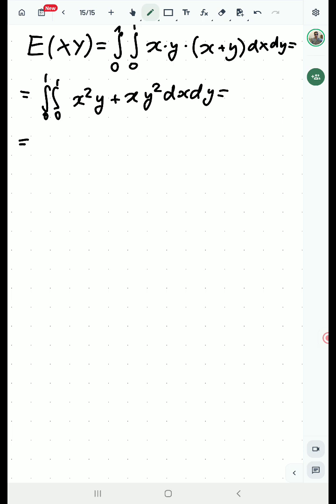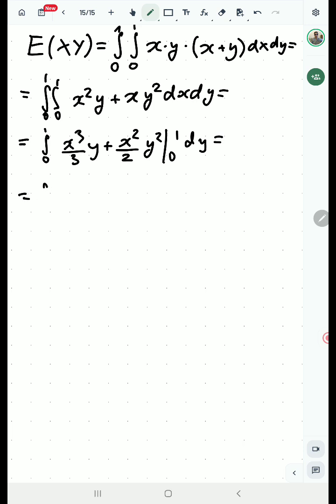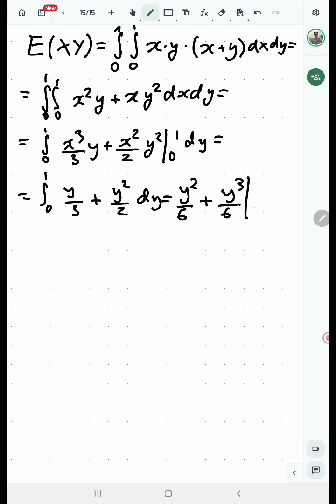Now if I integrate with respect to x, it's going to give me x cubed over 3 times y plus x squared over 2 times y squared, evaluated within 0, 1, and then this. So if I evaluate, it gives me y over 3 plus y squared over 2 dy, and if I do that, it's going to give me y squared over 6 plus y cubed over 6, and I have to evaluate it within 0, 1, and if I do that, it gives me 1 over 6 plus 1 over 6, which is actually 2 over 6, which is equal to 1 over 3.